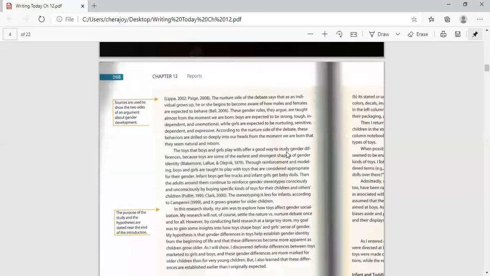Okay. He continues to talk about the nurture side. And then in the next paragraph, he says, the toys that boys and girls play with offer a good way to study gender differences because toys are some of the earliest and strongest shapers of gender identity. Through reinforcement and modeling, boys and girls are taught to play with toys that are considered appropriate. Infant boys get fire trucks and infant girls get baby dolls. Then adults around them continue to reinforce gender stereotypes consciously and unconsciously by buying specific kinds of toys. Stereotyping is less for infants, according to Campanini, and it grows greater for older children.